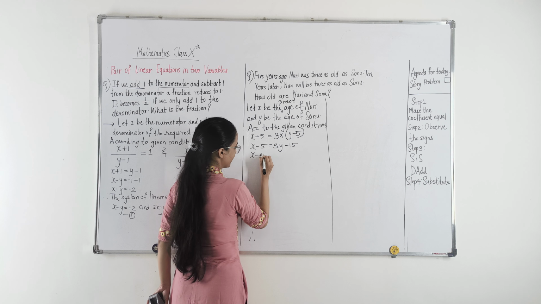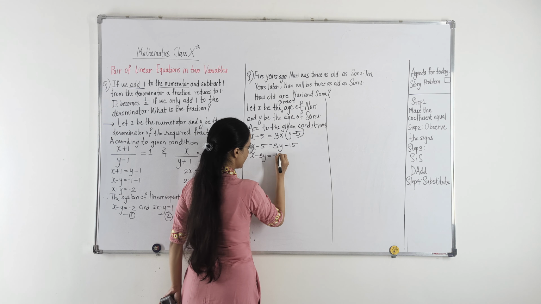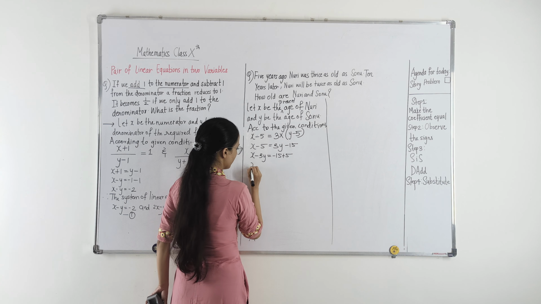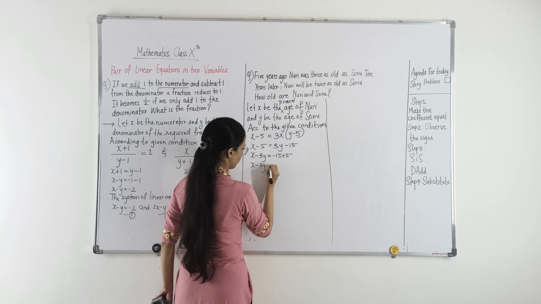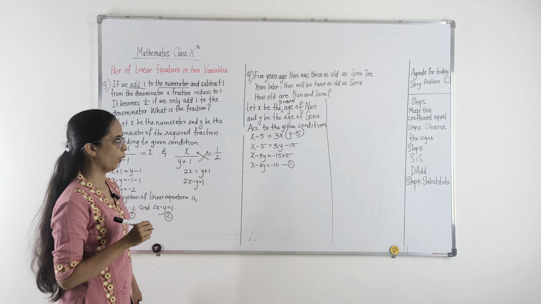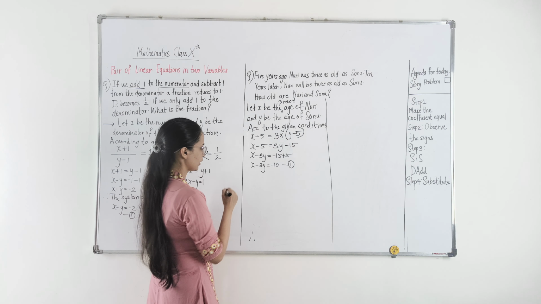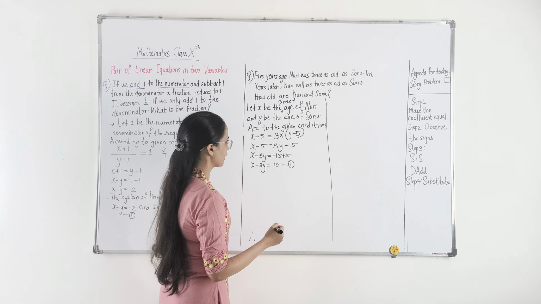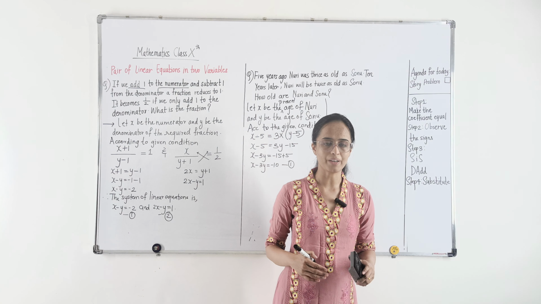So x minus 3y would be minus 15 plus 5. So x minus 3y would be equal to minus 10, and this is your equation number 1. Now again, use the given condition and form the second equation. It says that 10 years later, after 10 years from the present time.